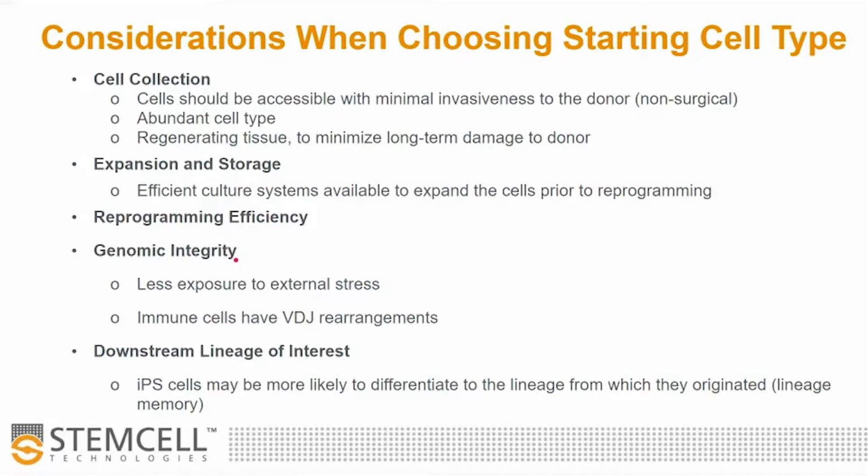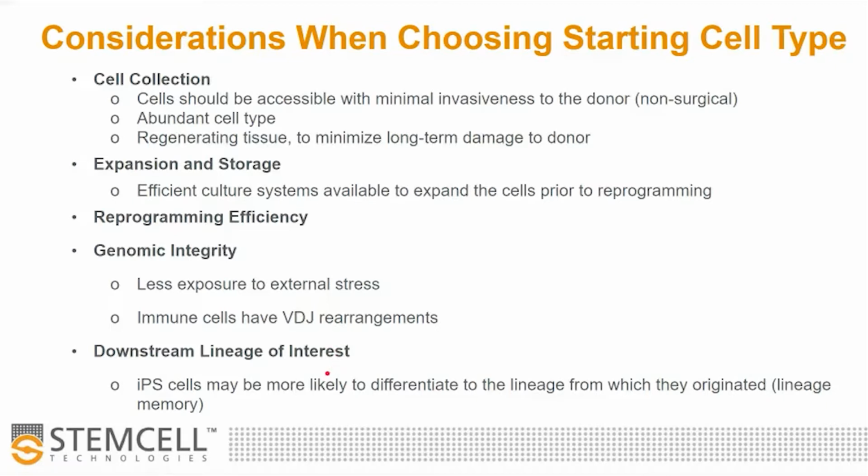Genomic integrity is something that you have to consider. So I mentioned briefly before about external stressors such as UV light. So are the cells that you're going after, have they had less exposure to external stressors? That's something that could definitely influence reprogramming efficiency. And something else to consider is immune cells, such as B cells and T cells, they've gone through VDJ rearrangements and recombinations. And so these more terminally differentiated specialized cell types are a little bit more difficult to reprogram. So reprogramming efficiency with those cells can be lower.